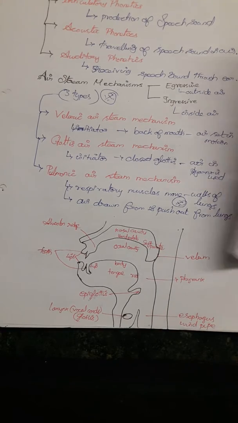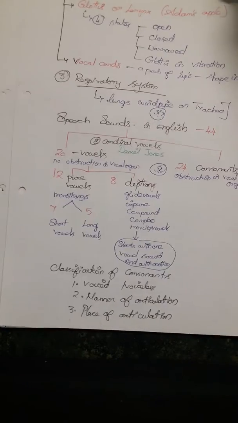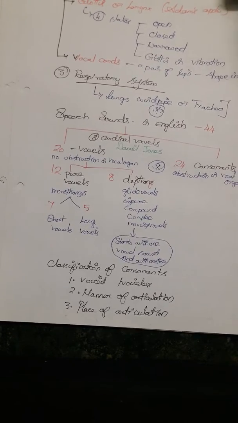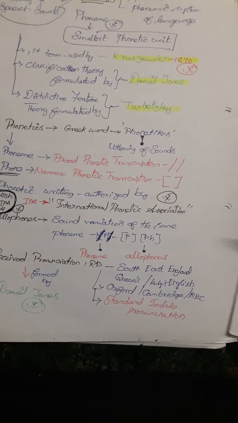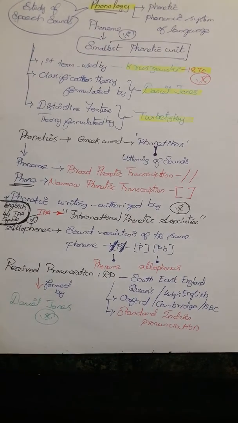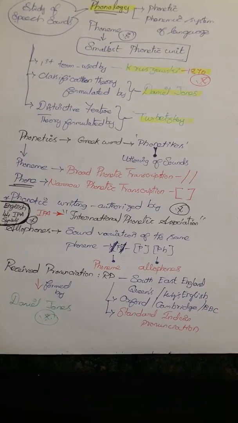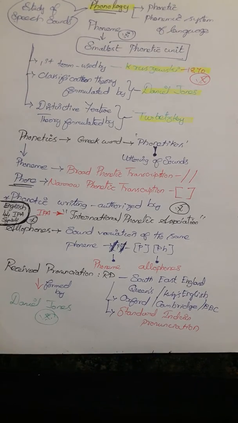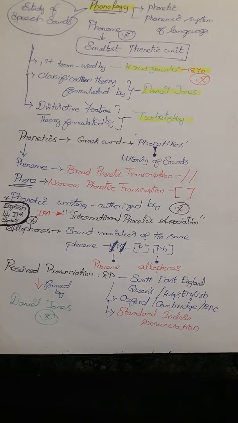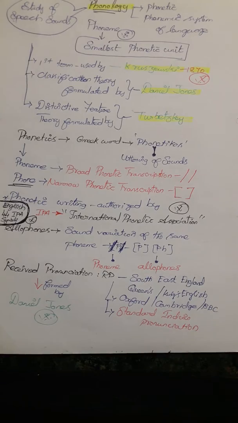And moving on to the phonatory system. This is very important. Why? Because phonology is a very important topic in language study, because it is the study of speech sounds. It is also known as the phonemic system of language. The phoneme is the smallest unit of phonetics, and this term was first used by Kruszewski in 1870.